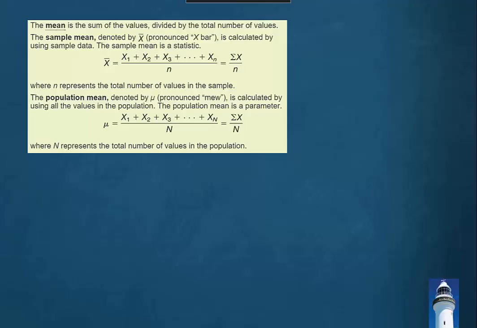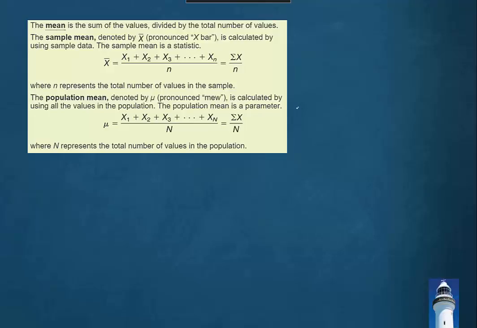X bar equal to x1 plus x2 plus x3; these are just subscripts saying that we're adding all of the data values from a data set that has n data values in it. And so you see that in order to find the mean, we divide that sum by the size of the data set. The population mean, denoted by mu, is calculated by using all the values in the population.